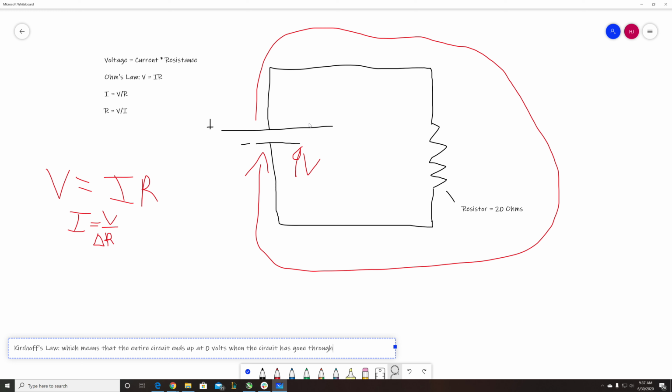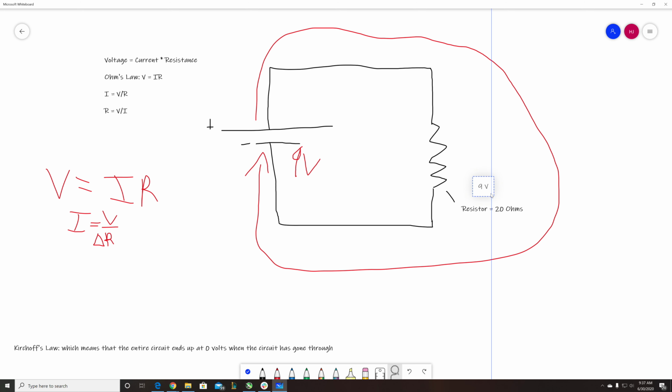What Kirchhoff's law basically means is that in this case of one loop, these 9 volts turn to 0 when it finally reaches back to the battery, as anything inside the circuit takes away that voltage. So the resistor of 20 ohms in this case is actually taking 9 volts, and that is pretty much how this formula works most of the time.